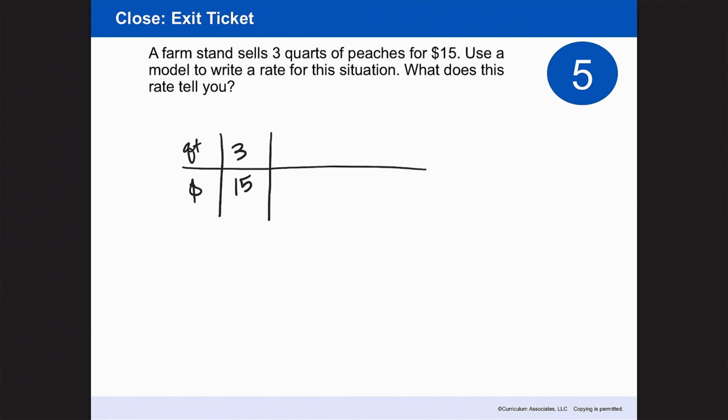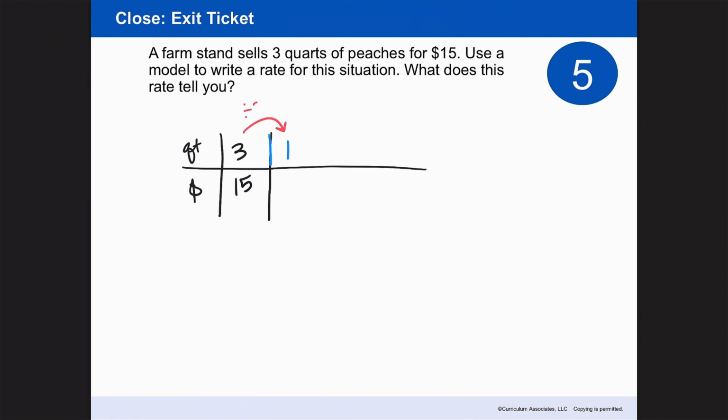So I can find out 2 things. Either I can find out what it costs for 1 quart. So I can put 1 here and find out how much it costs for 1 quart. Or I could say, how much can I get for $1? How much of a quart of peaches can I get? Well, let's just say we want to find out for 1 quart. So if I want to get 1 quart of peaches, what would I need to do here?